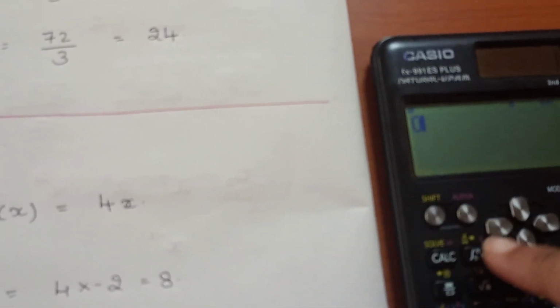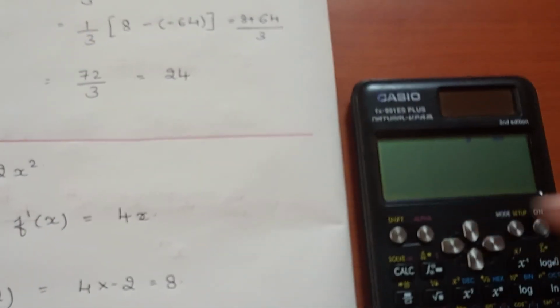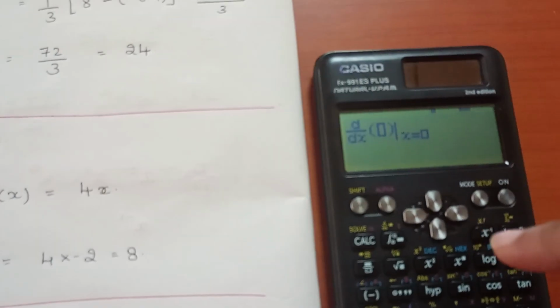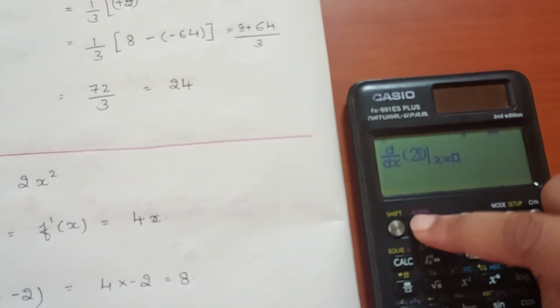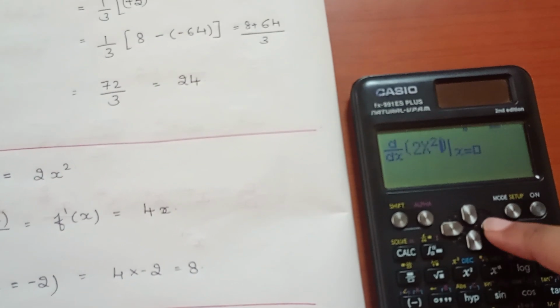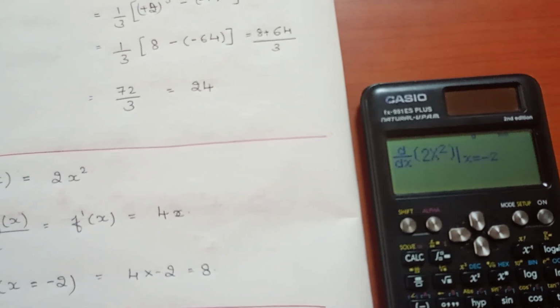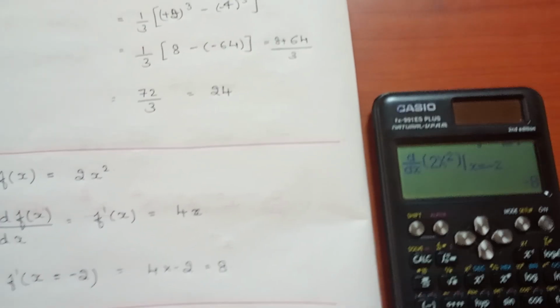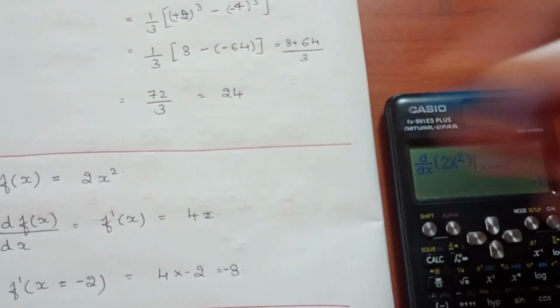So we use shift d by dx. Now feed the equation 2x square. How do you feed x? Alpha x, square, you can use this square. Then use this arrow, you will come here and press minus 2 and equal to. It is equal to minus 8. So 4 into minus 2 is minus 8.